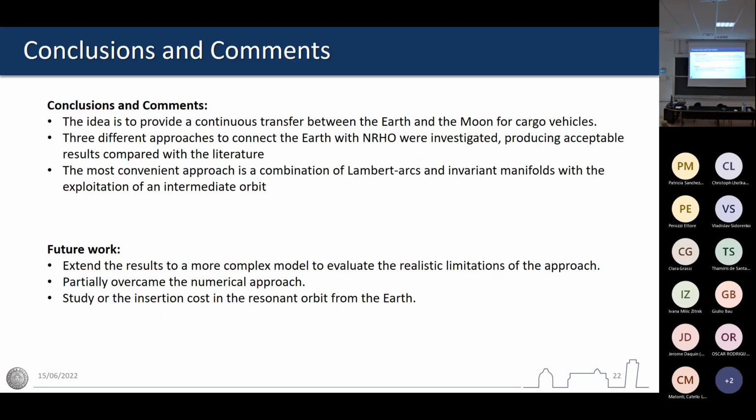In the future, as I was saying, it will be important to validate this approach, also to move to a more complex model, to insert the dependency on the date of this approach. And it would also be important to study how much it costs for something that must be launched from Earth to reach the resonant orbit.